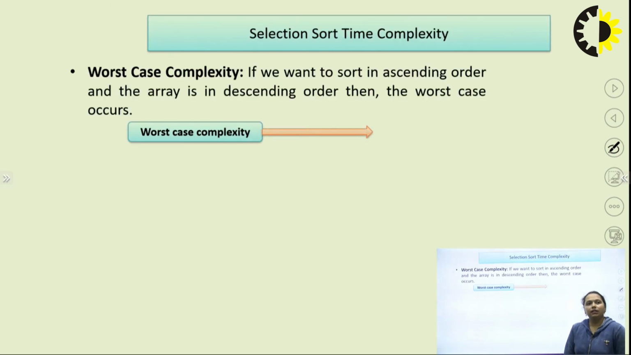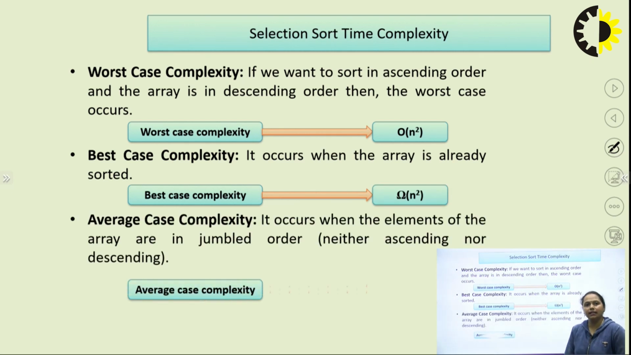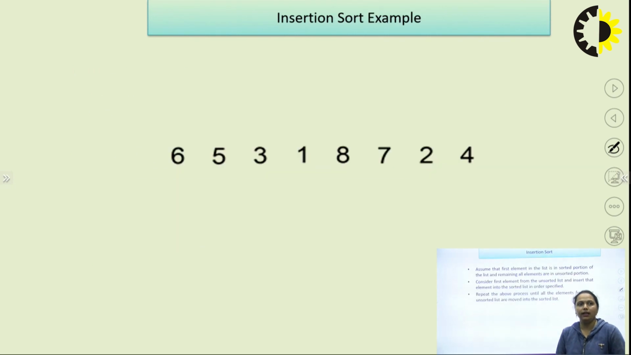As far as the complexity of selection sort is concerned, the worst case complexity is O of n square, the best case is omega of n square, and the average case is theta of n square.